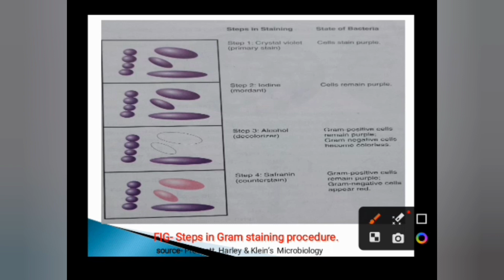Number four is the safranin, the counterstain addition. On addition of the counterstain, gram-positive cells remain purple because the CVI complex is not removed from their cells. But gram-negative cells appear red, that is, they take the counterstain color safranin. Because on addition of alcohol, the decolorizer, their outer membrane is dissolved, and they lose the crystal violet iodine complex, the purple color, and become colorless. On addition of safranin, the counterstain, they appear red or purple-pink in color.